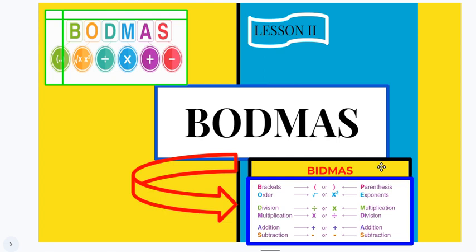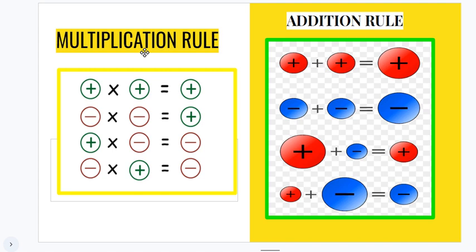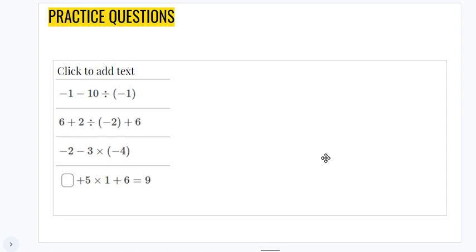So what we have done in the last class, we learned about multiplication rule, addition rule, and we have done many questions. So today we are going to do more advanced questions related to Bodmas. It is very important that you have learned lesson number 1 before you join lesson number 2. Alright, so let's start doing the questions now.